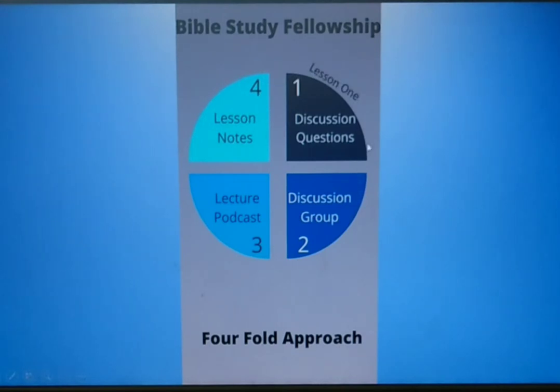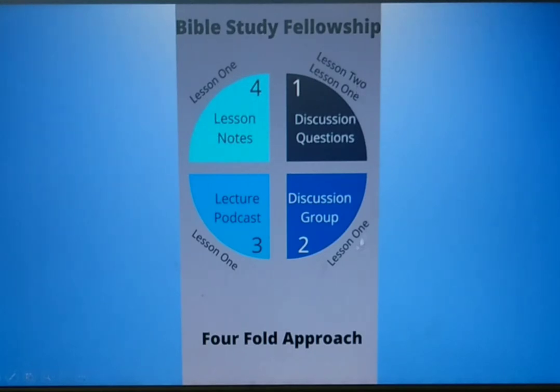For example, you will do your lesson 1 questions, then you will attend discussion group for lesson 1. After your discussion group time, you will listen to the lesson 1 lecture podcast and read the lesson 1 notes. Once you complete the cycle for lesson 1, you'll be ready to move on to lesson 2 discussion questions.